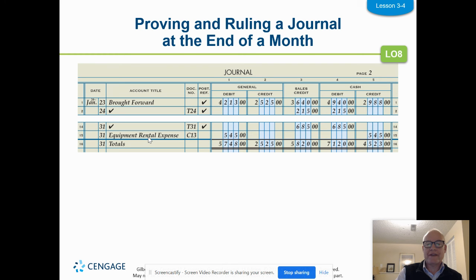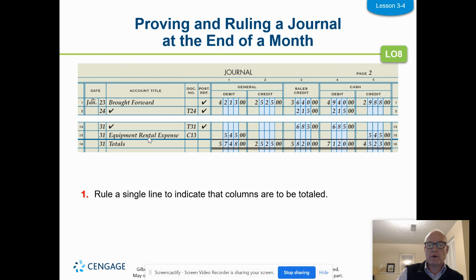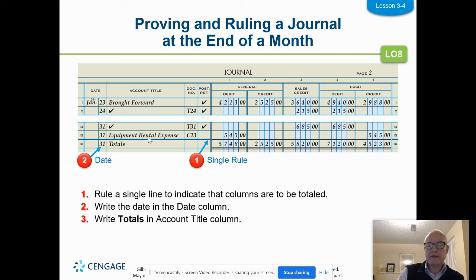All right. Proving and ruling a journal at the end of the month. So now we get down to the bottom of page 2. We're somewhere halfway down page 2, and we're done for the month. We've carried stuff forward. Rule a single line, indicate the columns are to be totaled, right there. Write the date in the date column. We're at the end of January, the 31st. Write totals in account title column, totals. So we're done, right there.